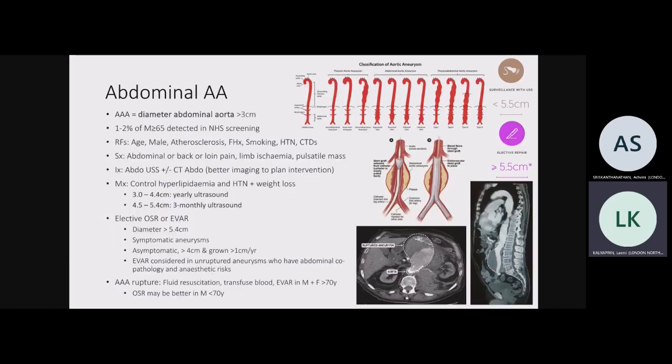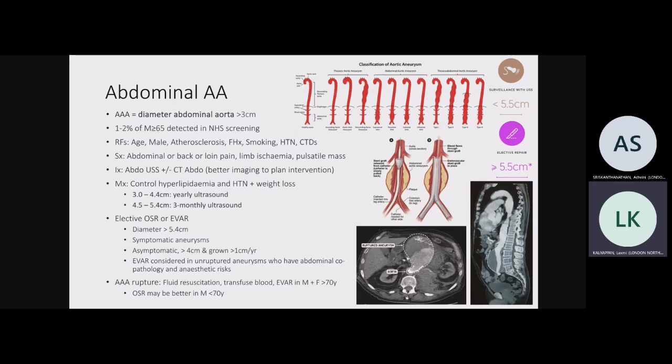So AAA is defined by having a diameter of your abdominal aorta being greater than 3 centimeters, and it's very common in men over the age of 65, which is why we have a national screening program for it. Risk factors I've written on the slides there.